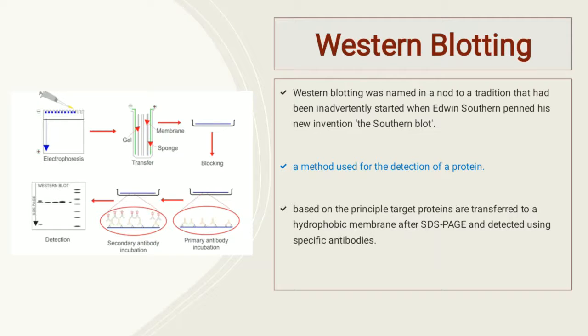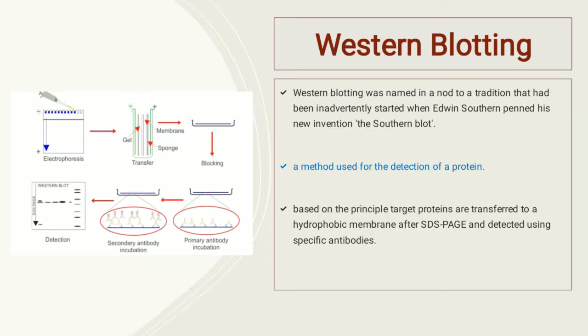After blocking, we will apply our primary antibody. Primary antibody is not radio labeled. The primary antibody will just bind to our target protein. After binding of the primary antibody, we will wash the nitrocellulose membrane so that the unbound protein and other components are washed out. After washing, we will get our target protein that is bound to the primary antibody.